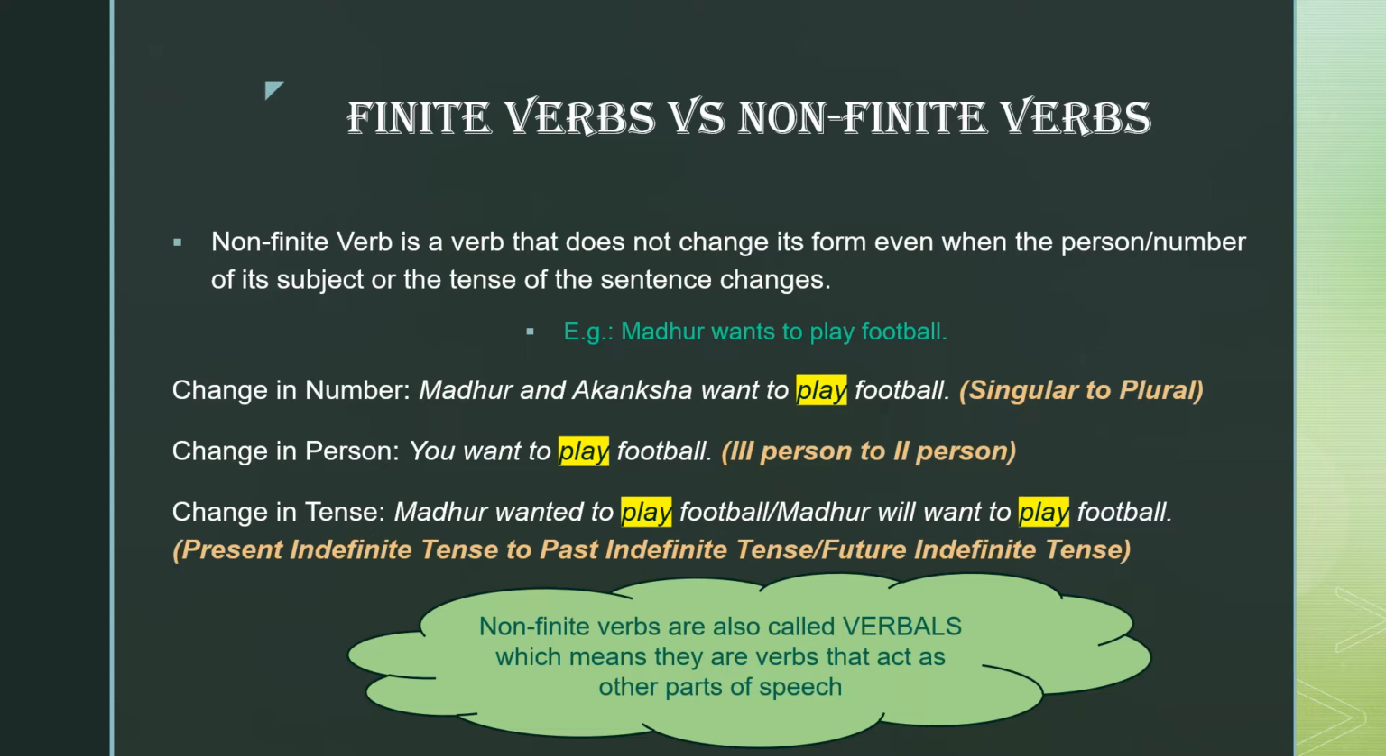Therefore, from here we can infer that any particular verb in a sentence that does not change when you change the number, the person, or the tense of the sentence is termed a non-finite verb. All these non-finite verbs that we have are termed verbals. In short, we can always call them verbals. What are verbals? Verbals are those verbs that act as some other part of speech.